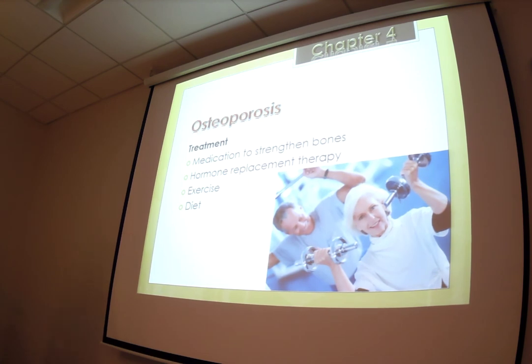Treatment-wise, they'll do medication to help strengthen bones, calcium supplements, things like that. They can do hormone replacement therapy, as typically this occurs in women over 50. Most of the time it starts during menopause. So we'll do therapy to help replace some of those hormones that are not being produced anymore. We'll also do exercise to help build up the muscles and help build the bones, as well as a new diet to help increase calcium and vitamin D intake.